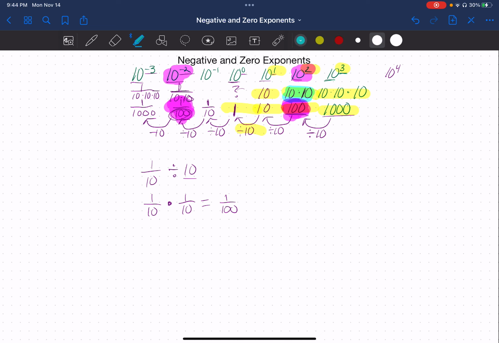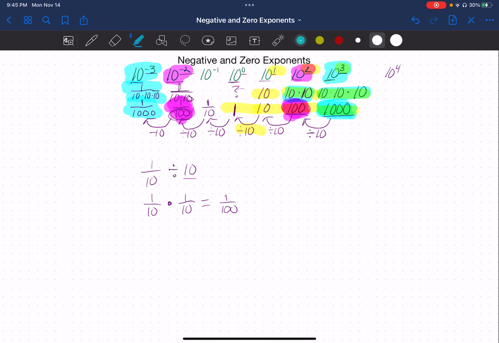Just to re-emphasize these things: 10 to the third over here was 3 copies of 10, and 10 to the negative third was 3 copies of 10 in the denominator in this case. We still see 3 copies of 10, and the result was 1 over 1,000 instead of just normal 1,000.